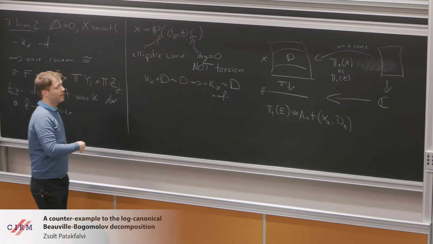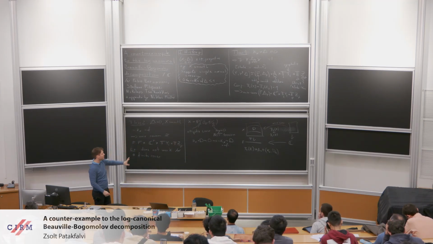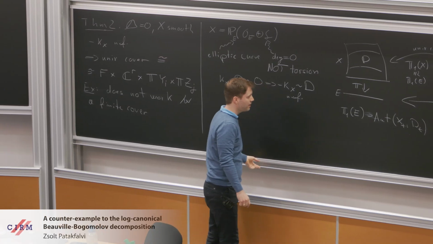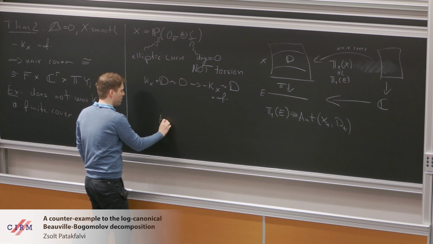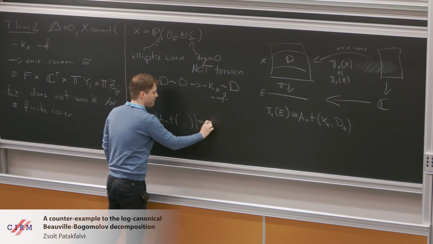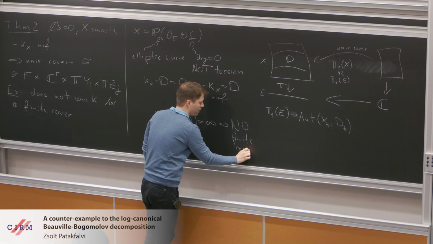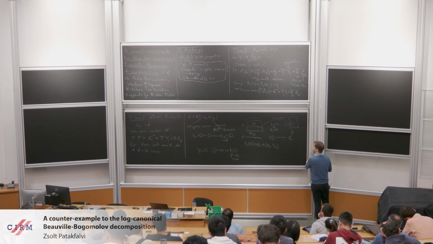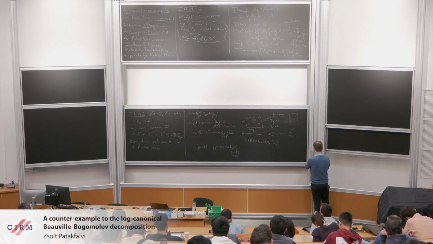Okay, so generally you shouldn't expect any kind of splitting on a finite cover whenever you're involving things with infinite automorphisms. Okay, that's the message. So maybe I write this out: if the automorphism group is infinite, then no finite cover. All right. So that's what was known about the minus K_X nef case.